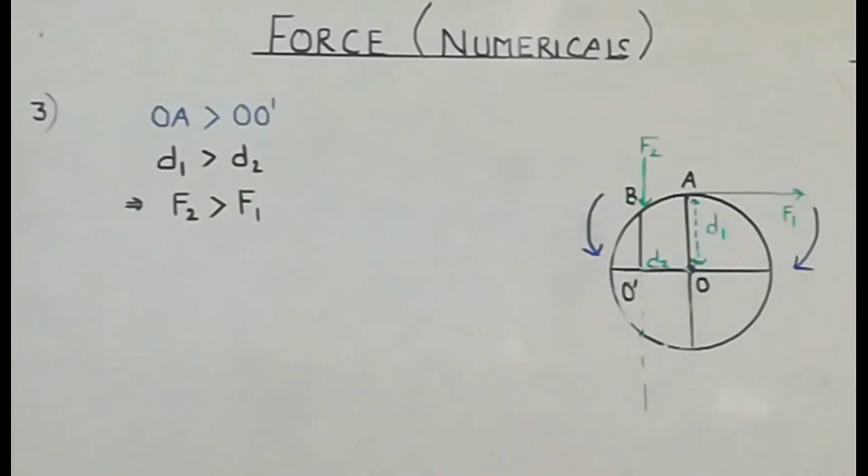As you know the rule, the greater the distance from the point of rotation, the less is the force required to rotate the body. So here you can see F1 is acting at a greater distance, so F1 will be less. F2 is acting at a lesser distance, so F2 will be greater. This was the second part, right? Okay, now the third part.